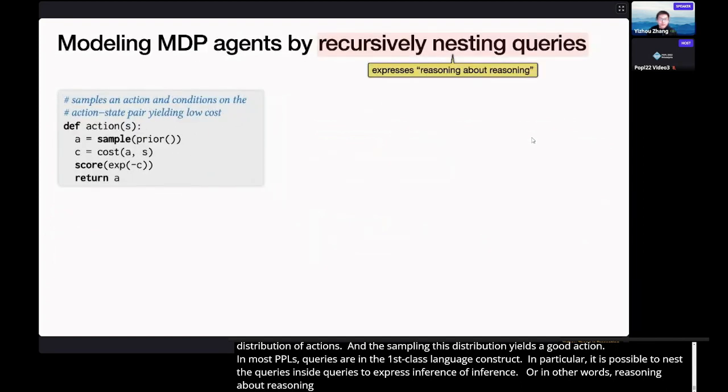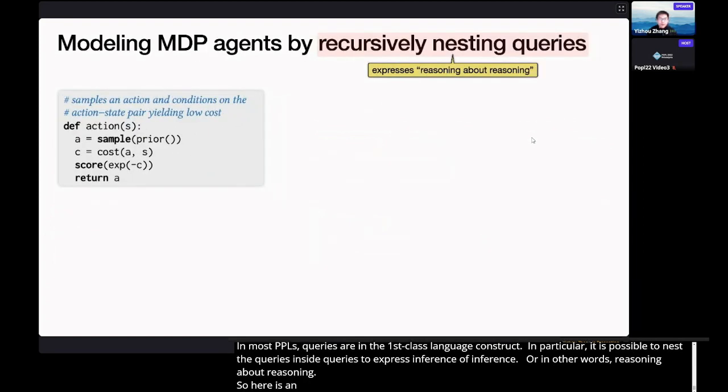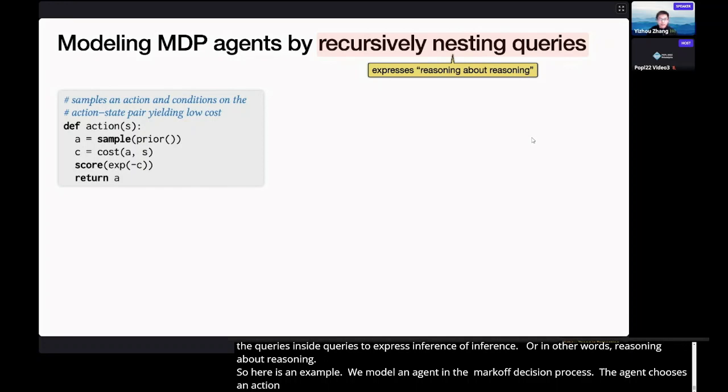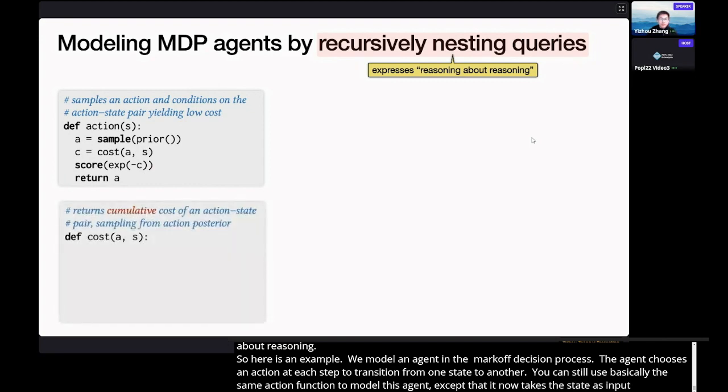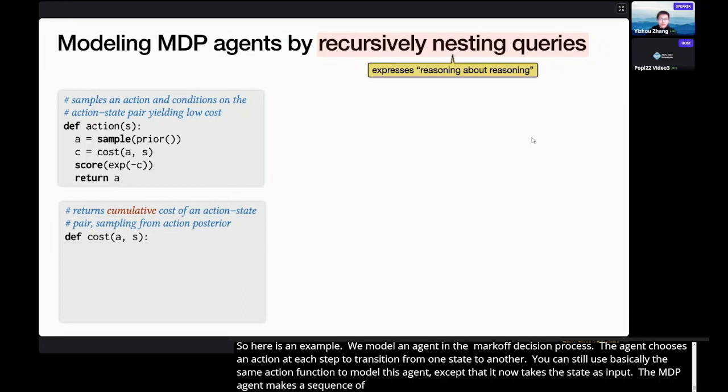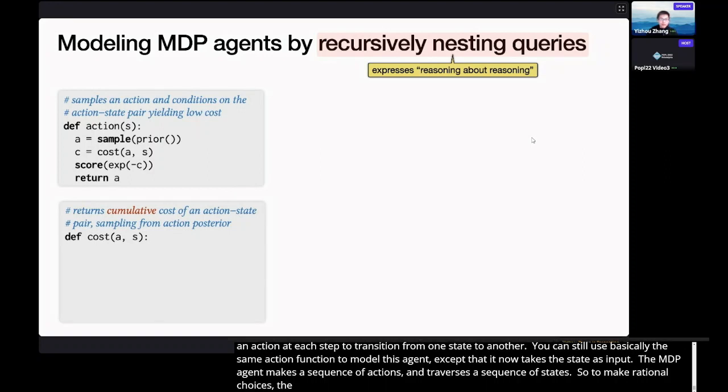So here's an example. Here we model an agent in a Markov decision process where the agent chooses an action at each step to transition from one state to another. We can still use basically the same action function to model this agent, except that it now takes a state as input. The MDP agent makes a sequence of actions and traverses a sequence of states. So to make rational choices, the agent must reason about the cumulative cost that will be incurred by choosing an action in a given state.